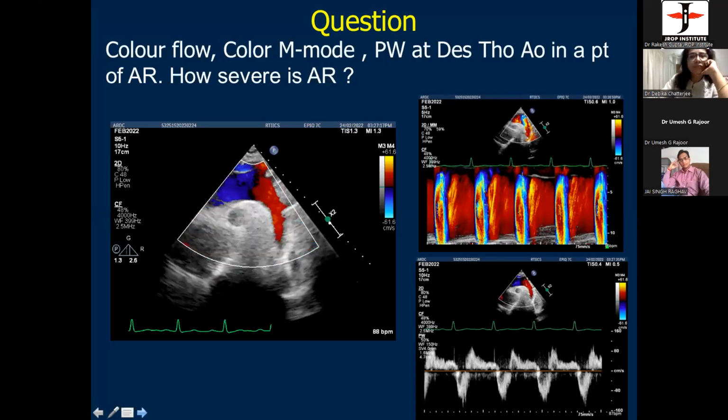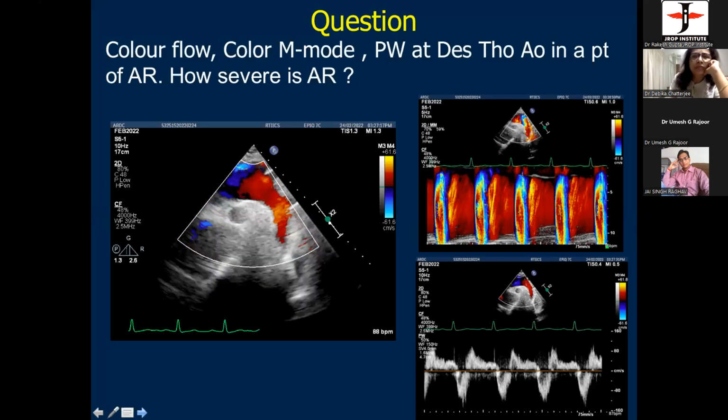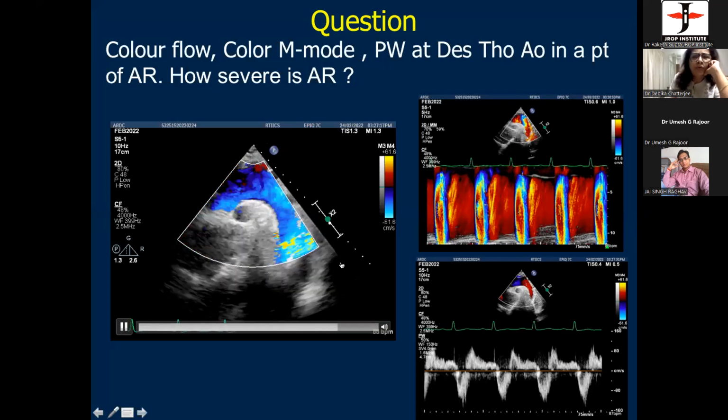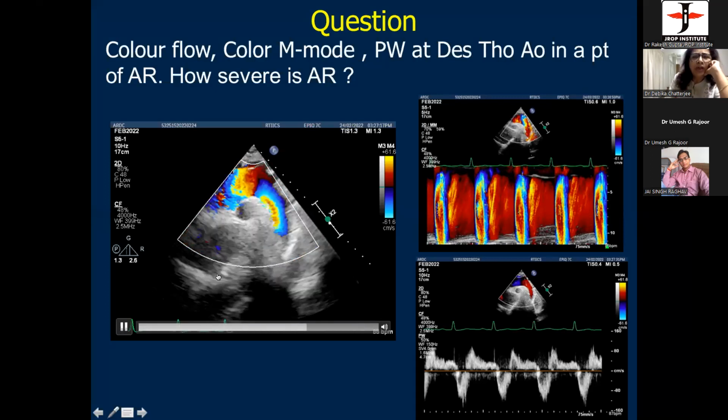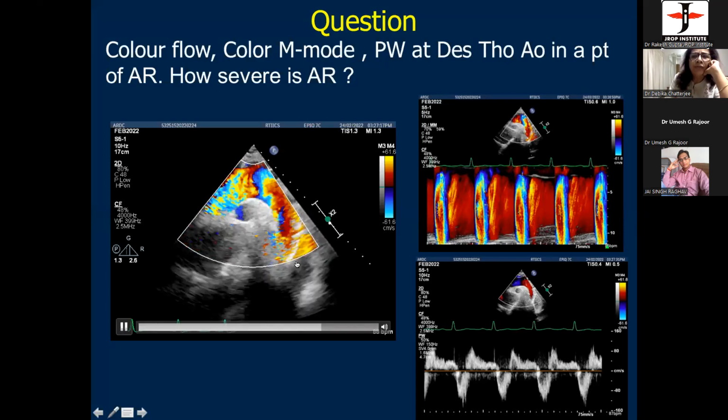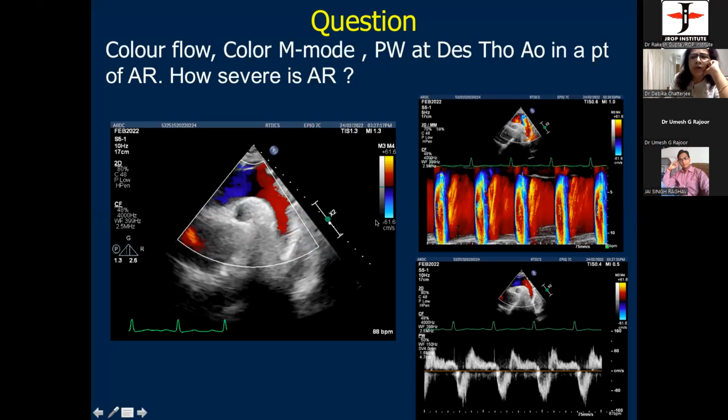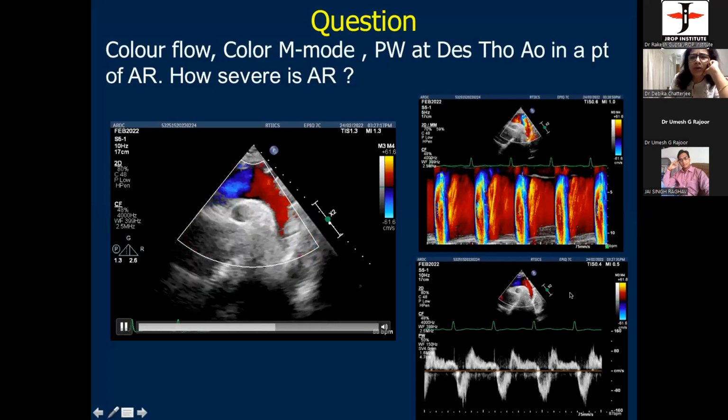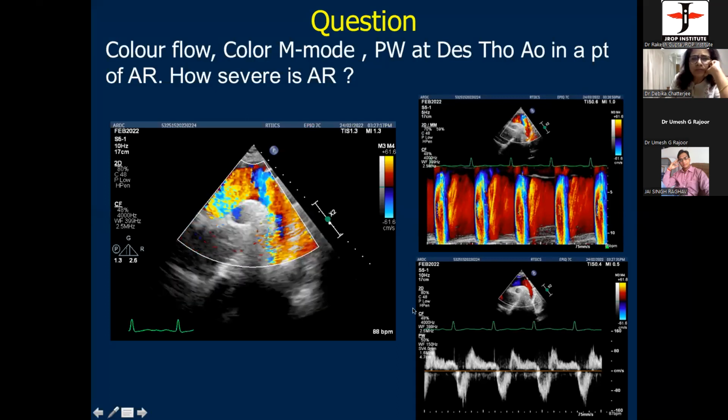Yes, sir, I am here. Jai Singh, go ahead, tell us what's there. Good evening, ma'am. Good evening. So this is the color flow across the arch of the aorta. This is the color M mode across the descending thoracic aorta, and this is the pulse wave Doppler. Ma'am, this is the flow reversal at the descending aorta.